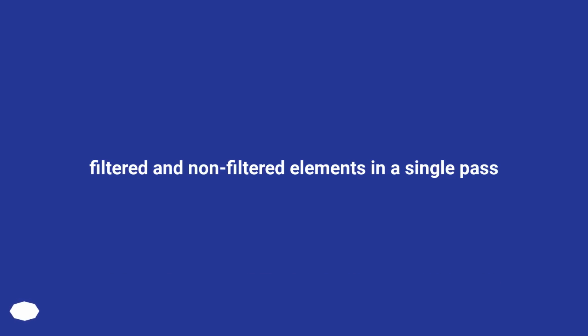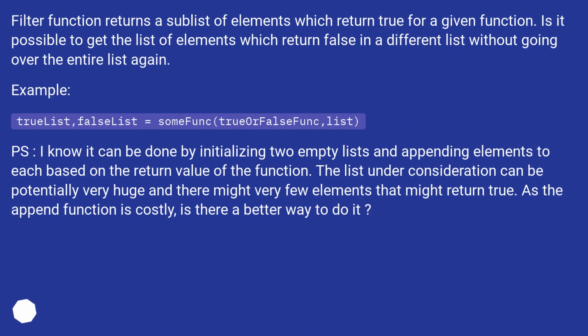Filtered and non-filtered elements in a single pass. Filter function returns a sublist of elements which return true for a given function. Is it possible to get the list of elements which return false in a different list without going over the entire list again? Example: true list, false list equals some func true or false func list.